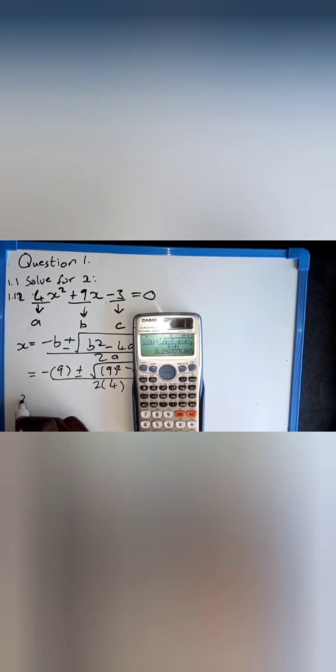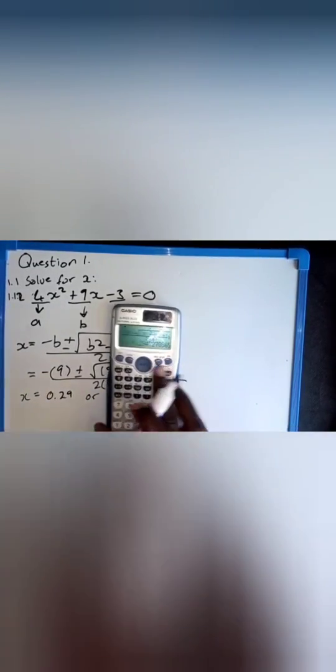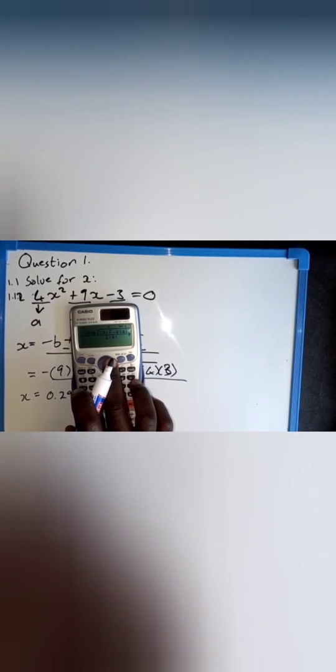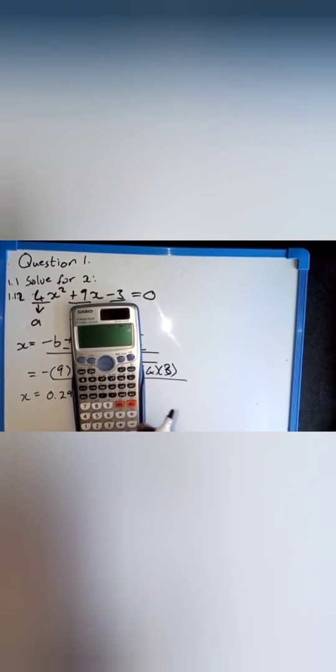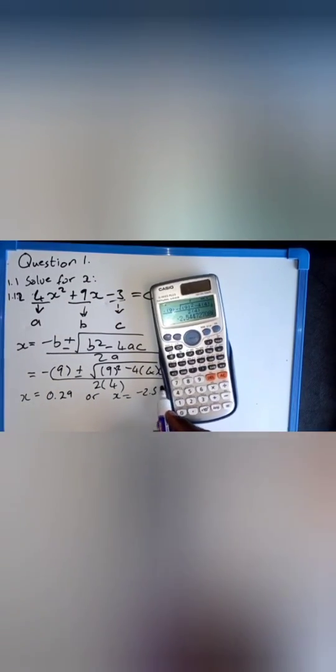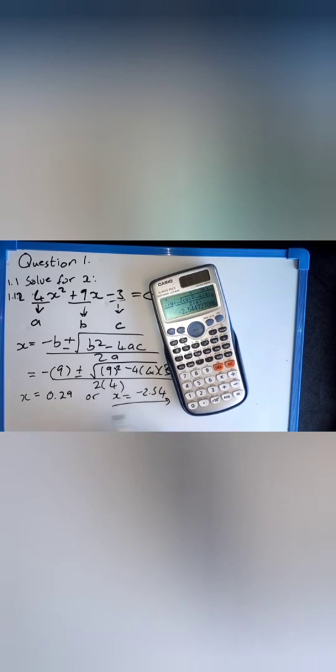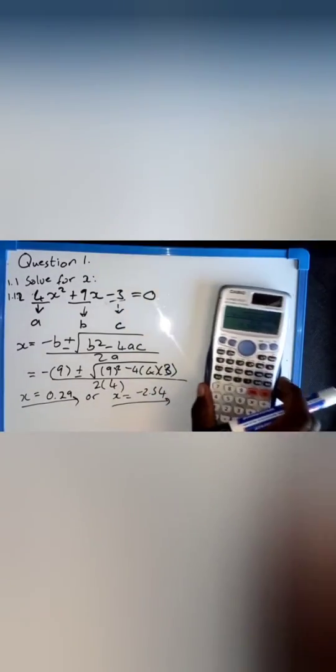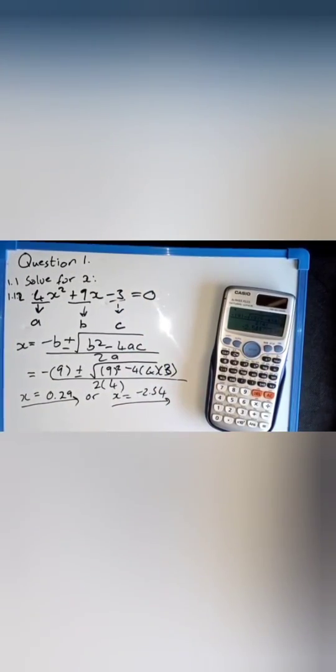So that gives us x is equal to 0.29, or x is equal to, go back to your calculator, you change your plus sign here to a minus, and it gives you minus 2.54. So these here are your values for x. Alright, cool. Now we'll be moving on. That's it. Easy 3-4 marks. You just punch in everything into your quadratic formula, and then you are good to go.